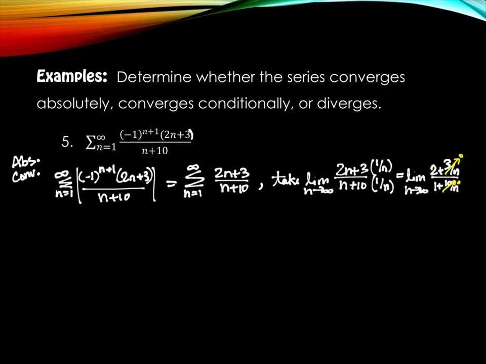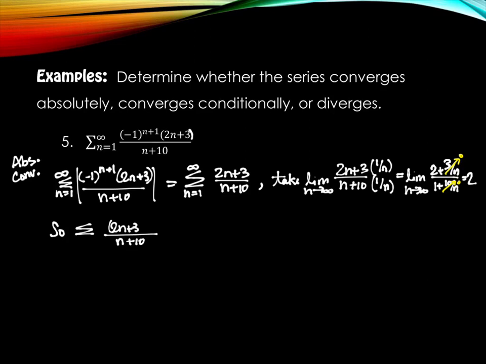Okay, so this limit's 2. So what does that tell you? So divergence for this part, which is the summation of the absolute value of negative 1 to the n plus 1 times 2n plus 3 over n plus 10. No, I shouldn't even put that part. Let me take this part out. It was just the 2n plus 3 that we were looking at so far right now.